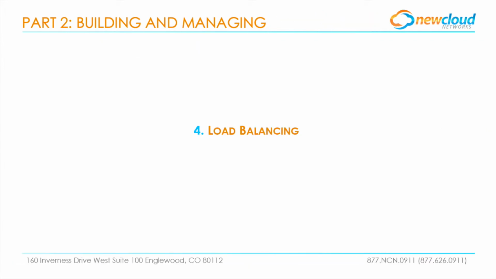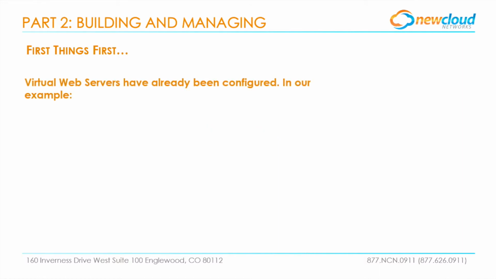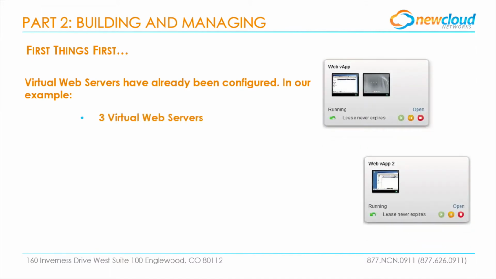The last section of this tutorial will be dedicated to load balancing virtual web servers. In order to configure load balancing, there are a couple things your virtual data center will need. First, virtual web servers need to be configured and ready to take on the load. In our example, we will have 2 vApps and 3 virtual machines.